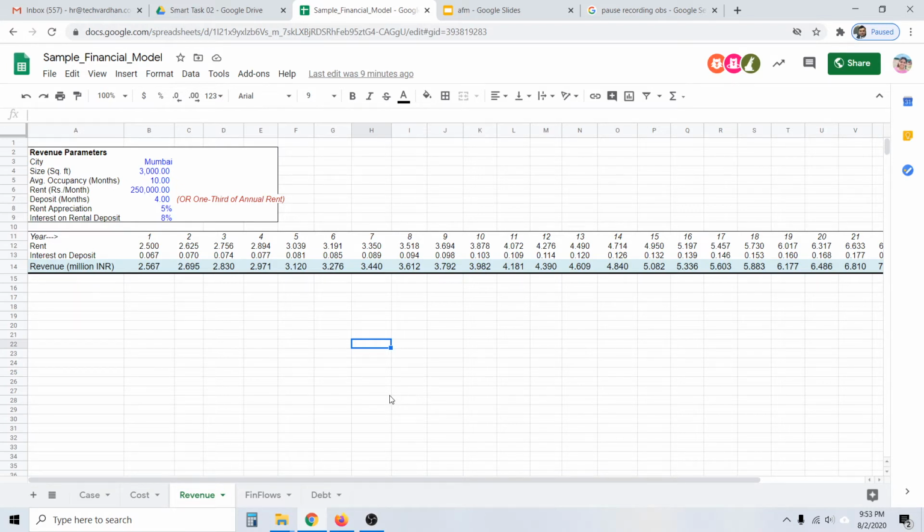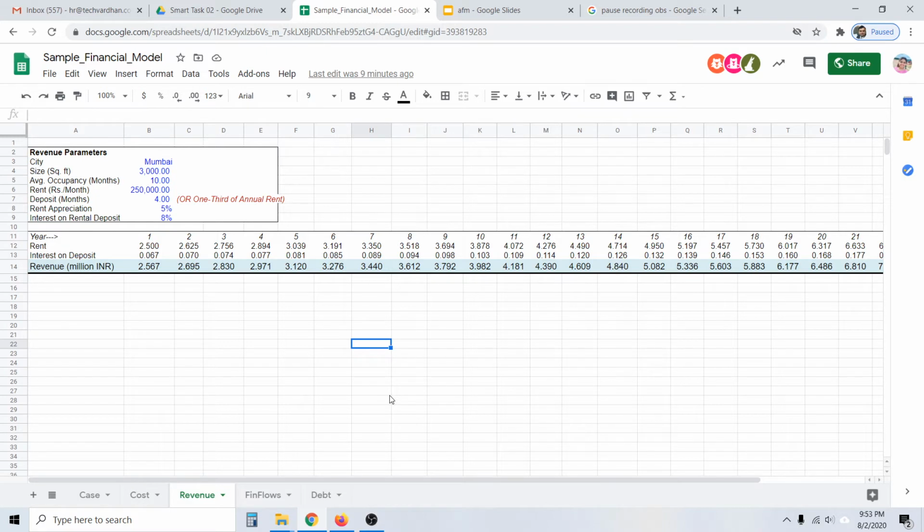Okay. Now rent is 250,000, like 2.5 lakhs per month. Deposit is 4 months. When you take a big flat on rent in Mumbai, you need to pay a deposit, right, for 4 months. Okay.